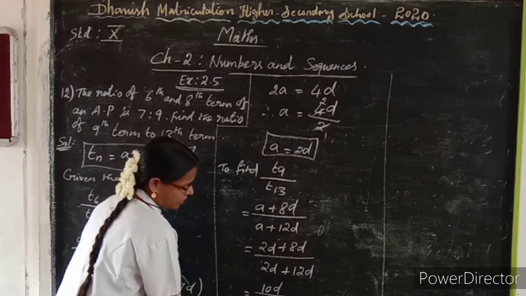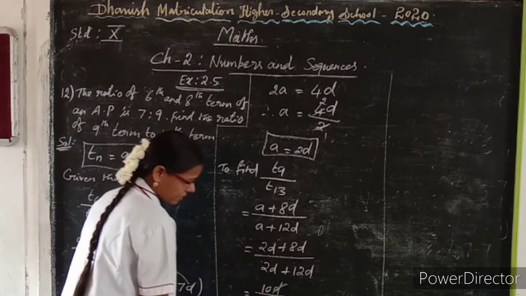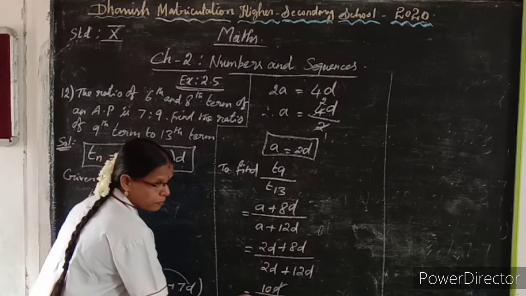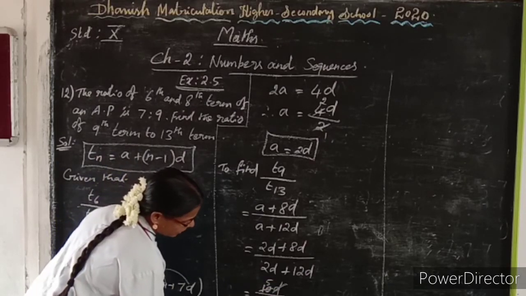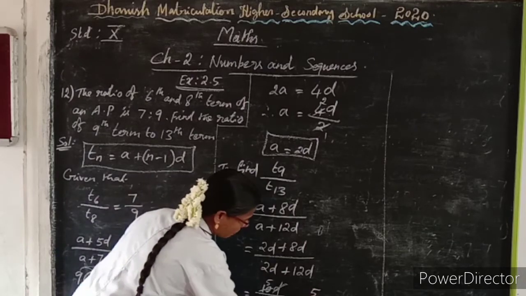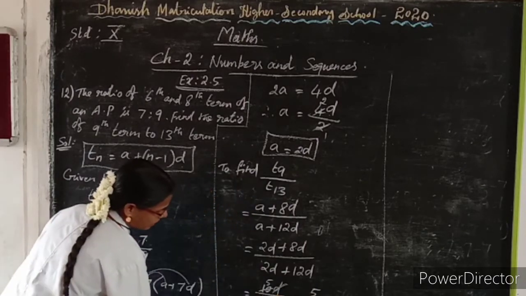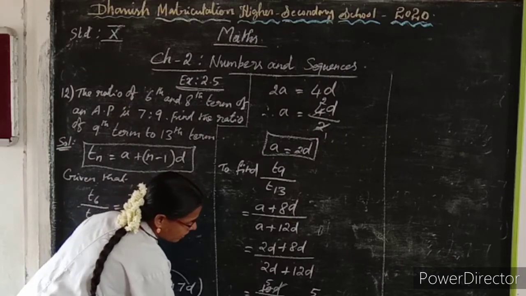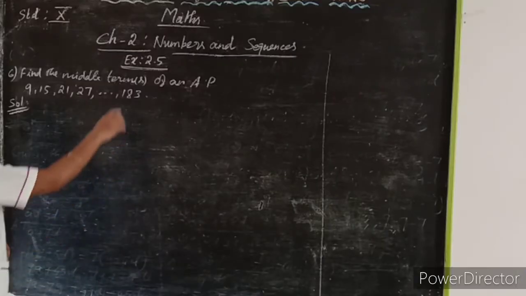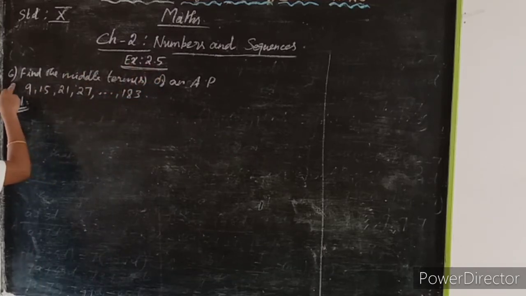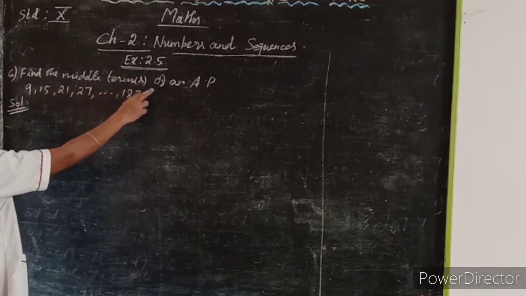Now D and D get cancelled. Here 10 by 14, using the 2 table: 5 twos are 10, 7 twos are 14. So the answer is 5 by 7. So our ratio is 5:7. Now from Exercise 2.5, question number 6: find the middle term of an AP.